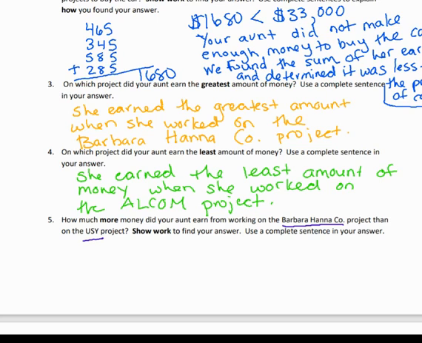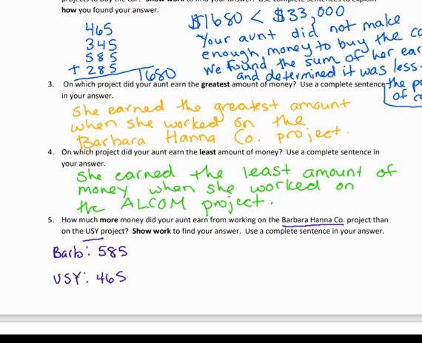Gabe, go ahead. Tell us what's going on here. So I looked back at the chart and I looked at how on the USY one, she only earned 465, and then on the Barbara Hannah Co one, that's what it's called, right? Yep. She earned 585. So I just added 120 to it.